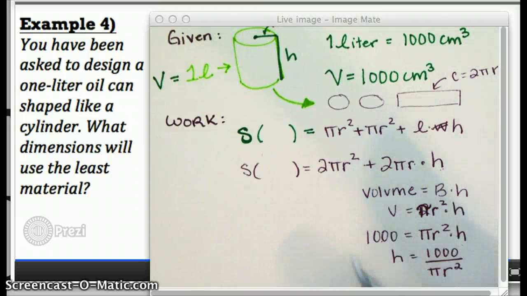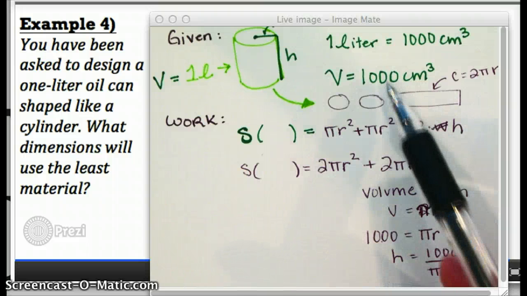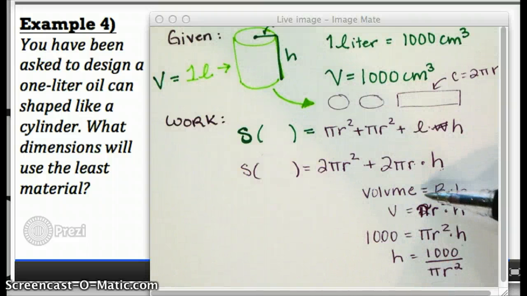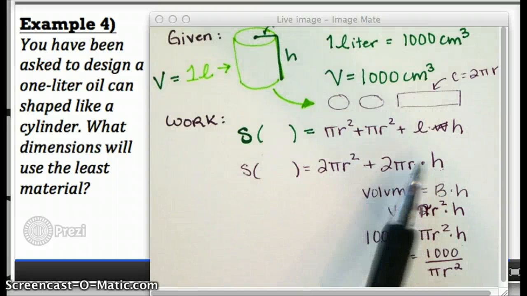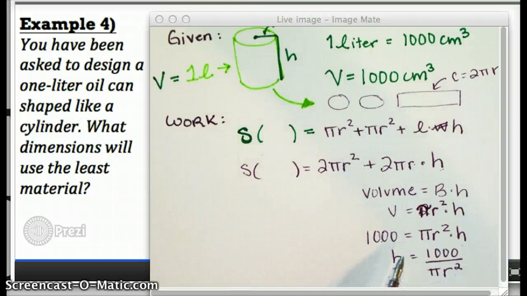All of this is actually technically part of the given information. It's just kind of a rearrangement. It's a couple steps down the line. Since I know this has to be true, I'm trying to create this expression so that it only has one variable. Look what would happen if I replace h in this expression with this expression right here.